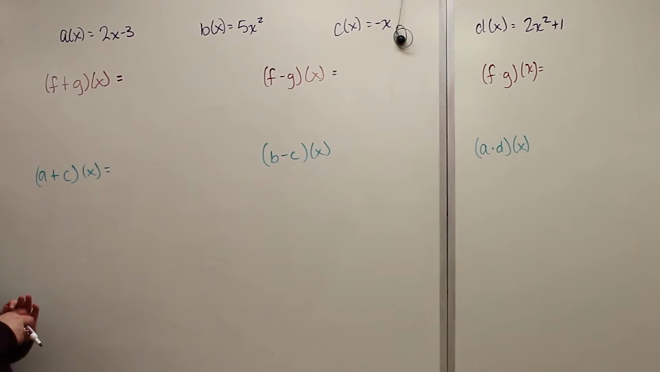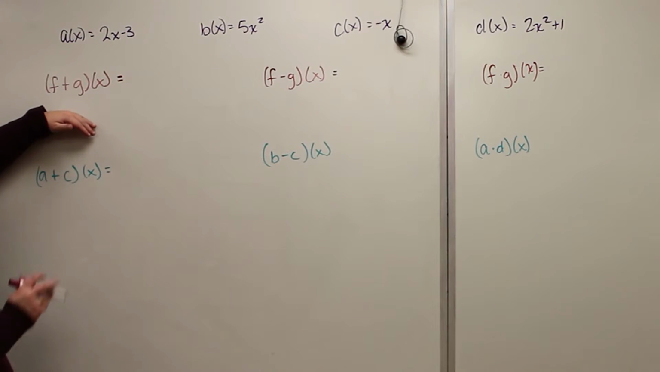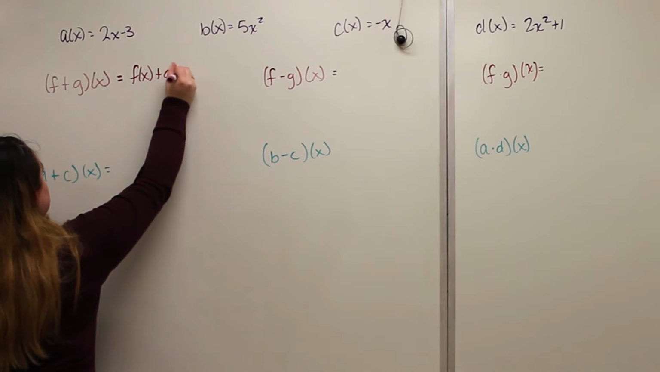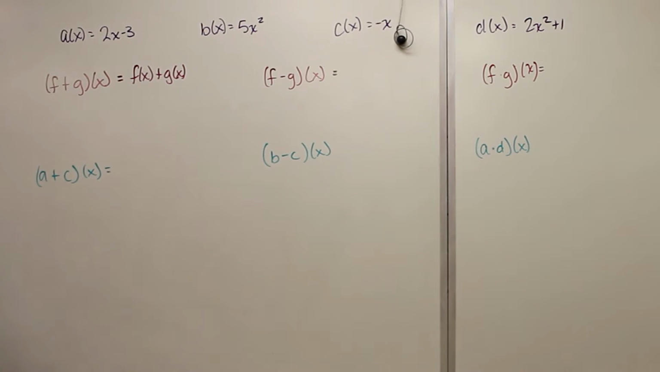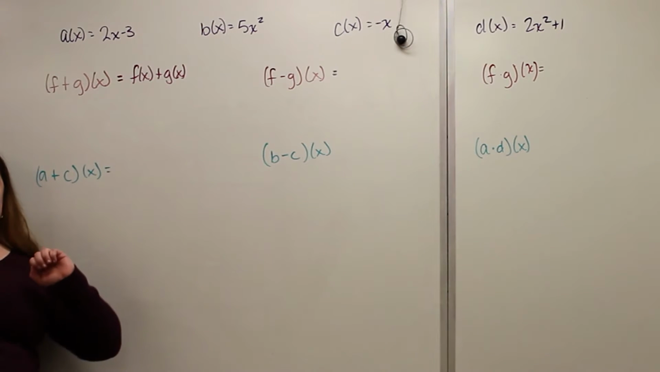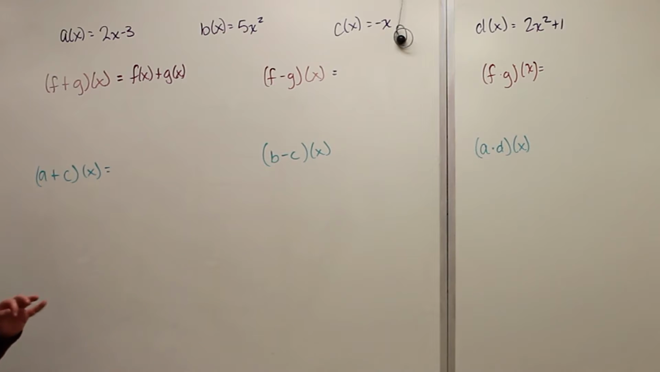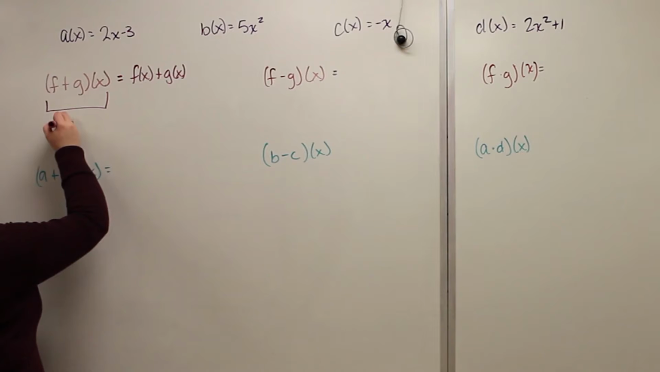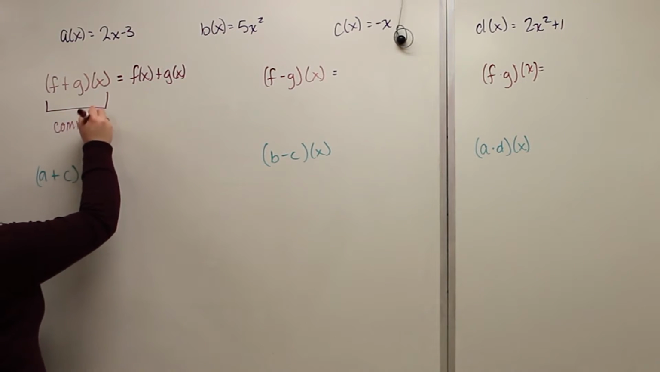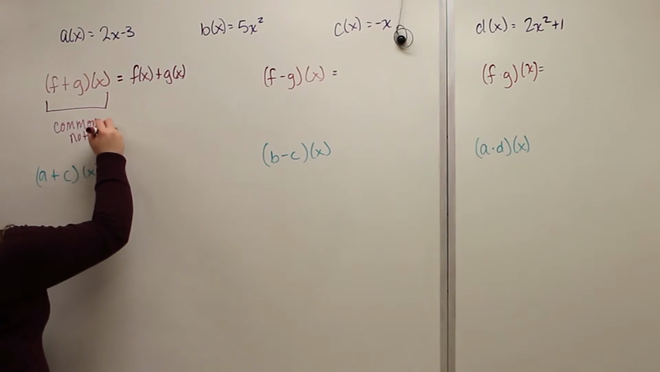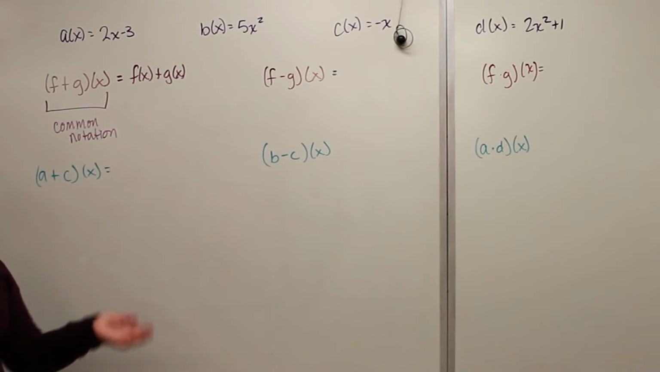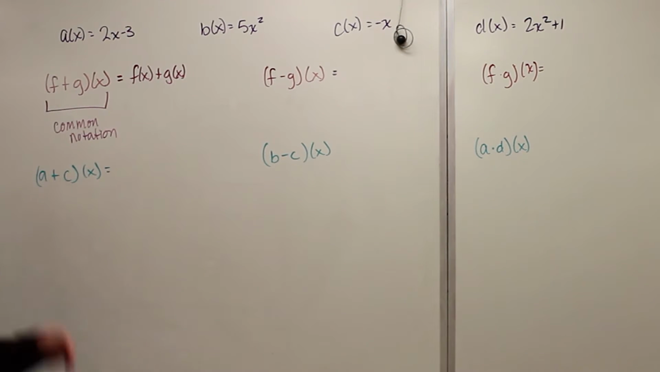You can either write it as (f plus g)(x), but you could also write it as f(x) plus g(x). Both of those mean exactly the same thing. The reason we're showing you the first one is because it's the most common notation used in mathematical texts. You're going to continue to see this type of notation throughout the rest of your mathematical careers, basically.